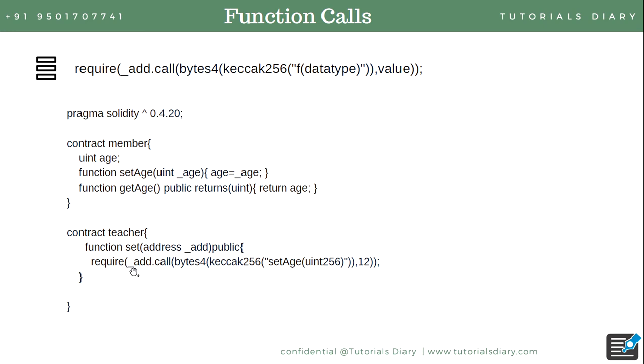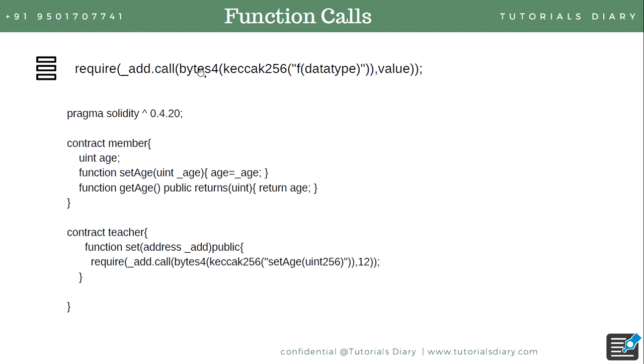So you can see here we're using a require. Require is equivalent to your if condition. Okay, and here you can see we are calling a call function. So this is the syntax of the call function. It accepts the bytes4. SHA3 is replaced with this keyword. Then this is the function which we're going to call, set age, and this takes an unsigned integer 256, and this is the value which we pass. So this is the syntax which we have.